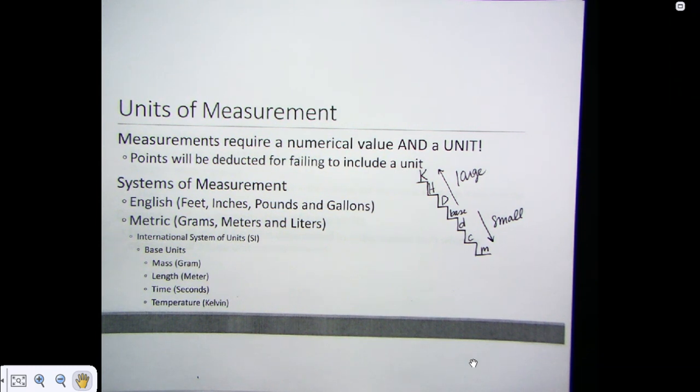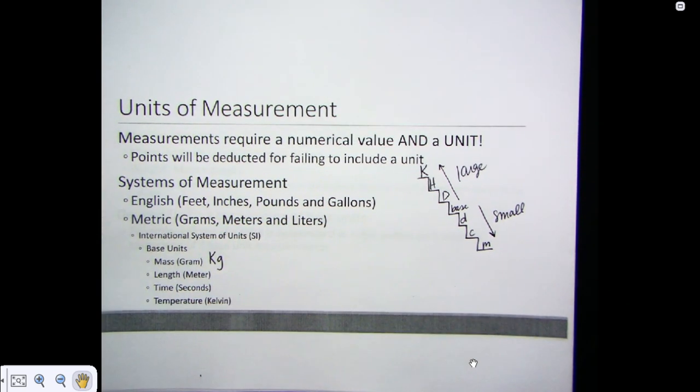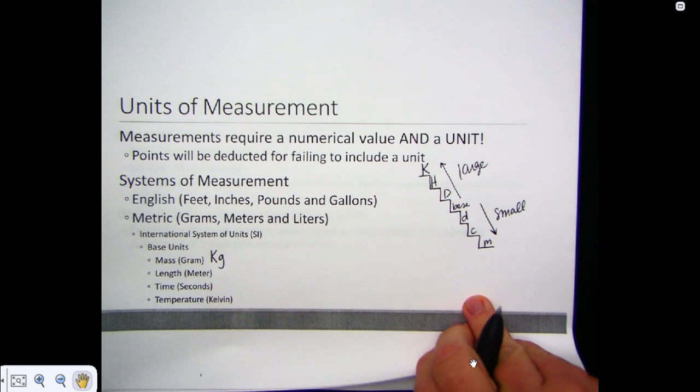Our base units: for mass, we use the gram, but also the kilogram is an acceptable base unit. Because grams are so small and most things that you weigh are relatively large, kilogram, even though it does have a prefix, is accepted as a base. Length is the meter, so a large amount of length would be a kilometer, a small would be a millimeter. Time is in seconds, and temperature is in Kelvin. Kelvin is the absolute temperature scale. And we also use Celsius, but Kelvin, especially when we get into things like gas laws, is what we're going to be using.